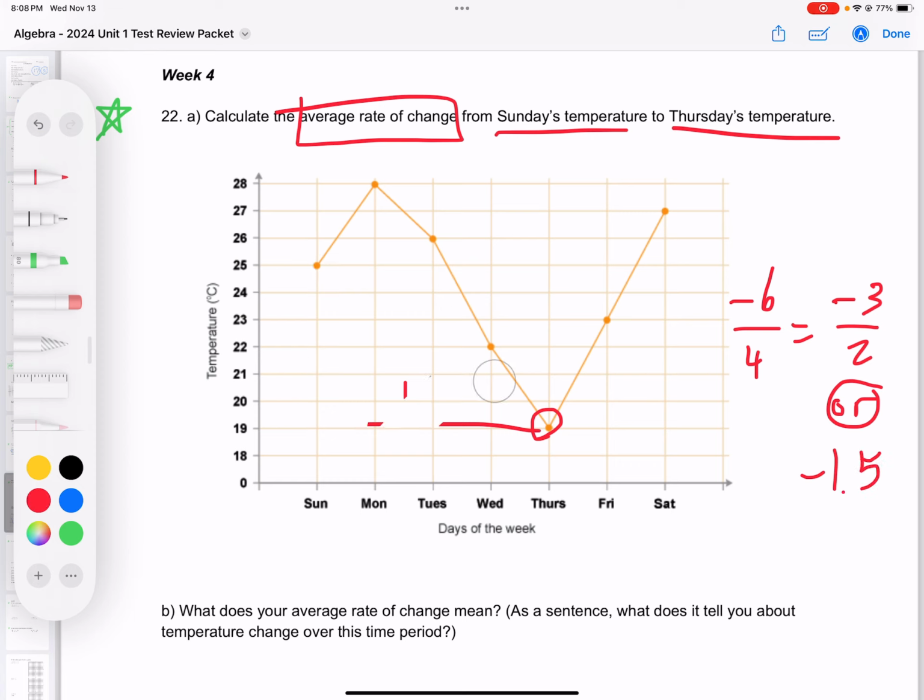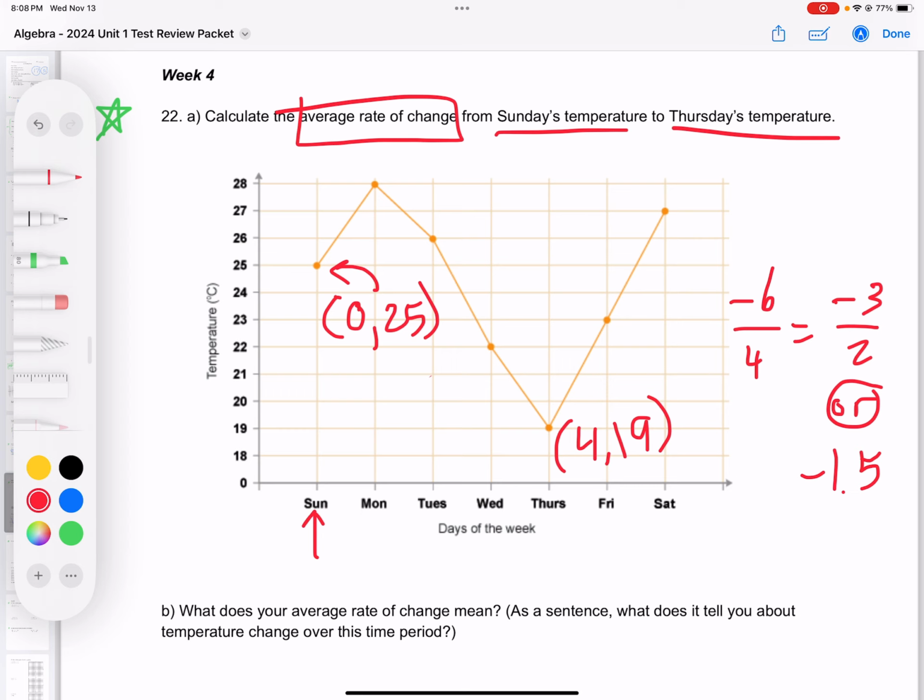If you wanted to see it a little bit more formally, you could say like this is 0.25, because 0 days into the cycle, or you could call it 1.25. Frankly, it won't matter, because if you call it 1.25, then instead of this being 4.19, it'll be 5.19. And either way, when you plug that in, you'll have 19 minus 25, 4 minus 0, or 5 minus 1, and you still get the same thing.